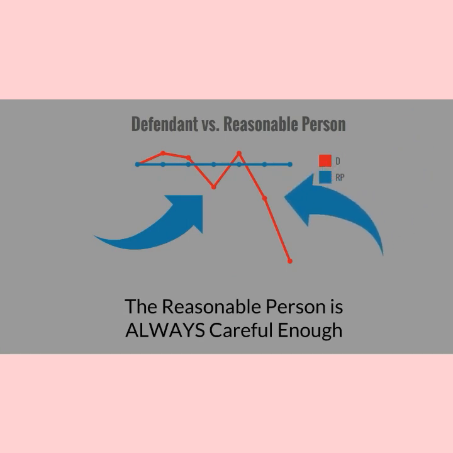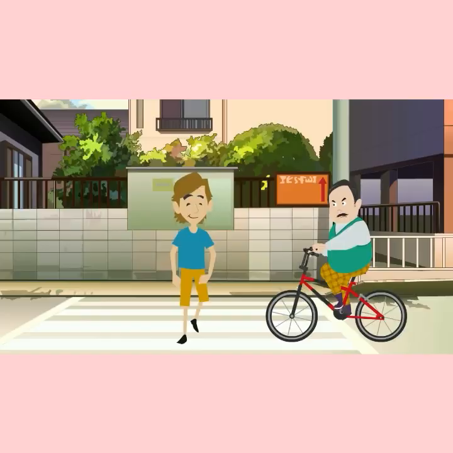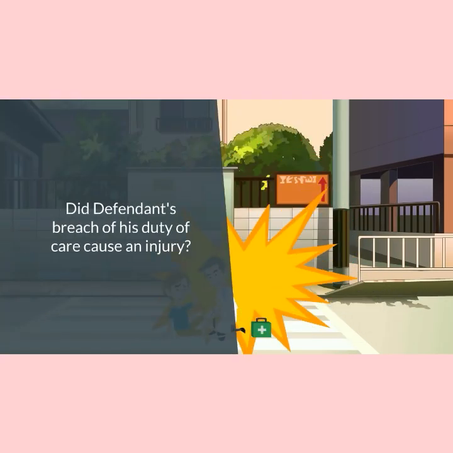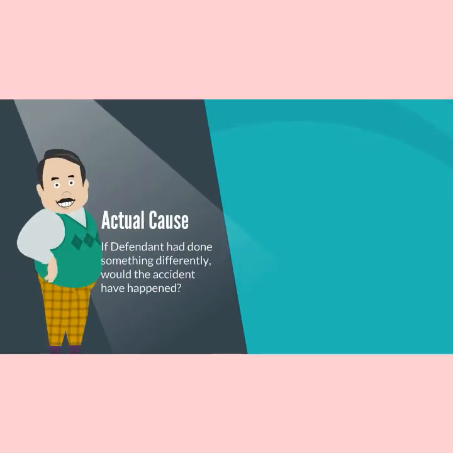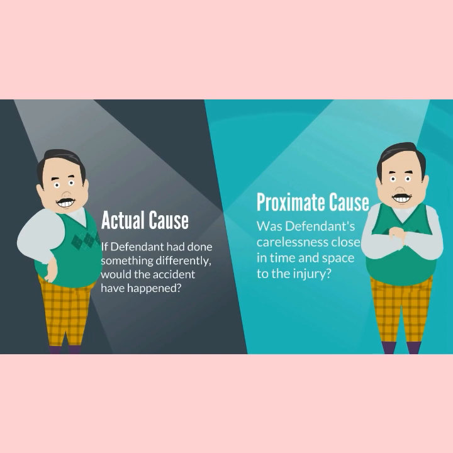So using this chart as an example, we would say that whenever the red line goes below the blue line, the defendant's breach of his duty of care caused the plaintiff's injury. In fact, courts discuss two types of causation, actual cause and proximate cause. We're not going to discuss those in too much detail, but actual cause means if the defendant had done something differently, would the accident still have occurred? For proximate cause, we ask whether the defendant's actions were close enough in time and space to the injury.